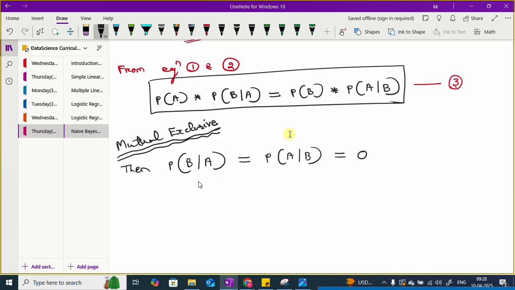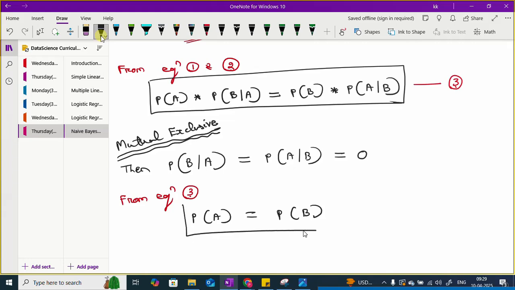Okay, now I'm trying to put this value in equation number 3. Now, from equation 3, if I'm putting the value, can I write probability of A is equal to probability of B in case of mutual exclusive? Guys, you can tell, sir, if I put 0, then 0 into something will be 0, right? So 0 is equal to 0. There is no meaning. That's why I'm not putting the value 0.